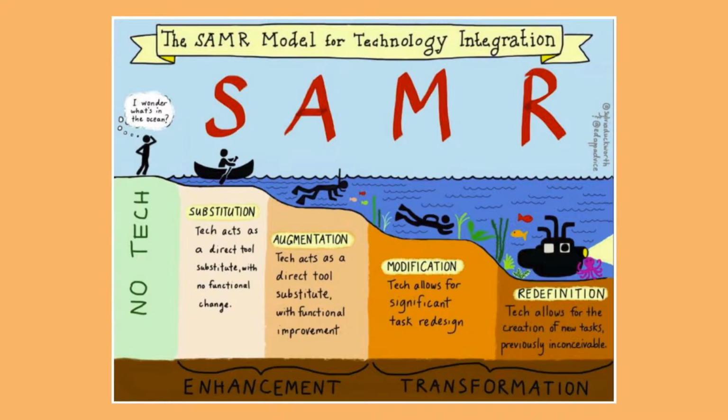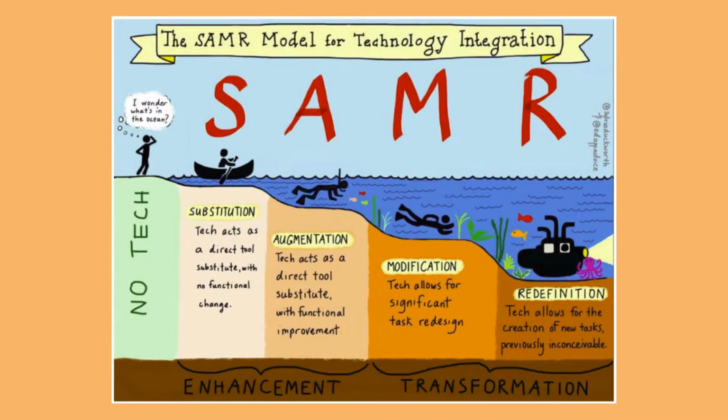So this would be like, instead of calling a parent, you email them. There's not a huge difference. Augmentation is where you have an improvement using that technology. So now the learning is going to actually reach a new level. And then in the transformation phase, you have modification and redefinition. So modification, you're going to have significant redesign. The learning is going to look very different than the original lesson. And then redefinition is really where it's something completely inconceivable before.